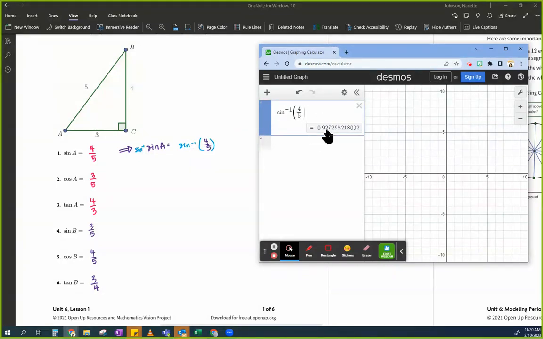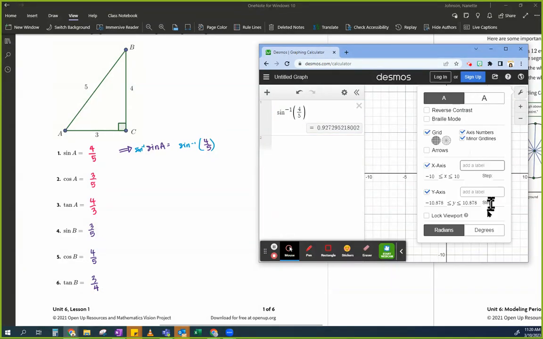Okay. This answer is wrong. But Ms. Johnson, you plugged it in right. Who knows why this answer is wrong? Why is this wrong? What did I do wrong? Yeah, very good. Do you see how I keep asking the same questions?